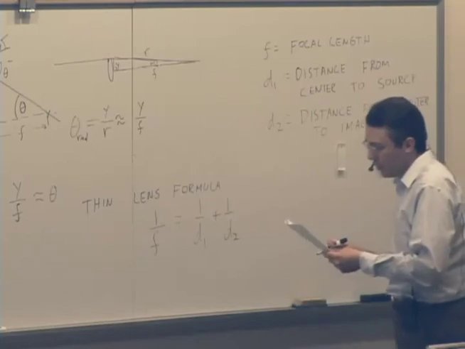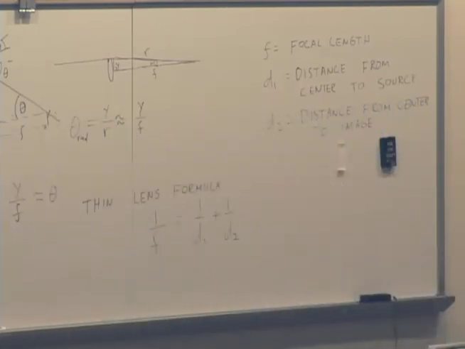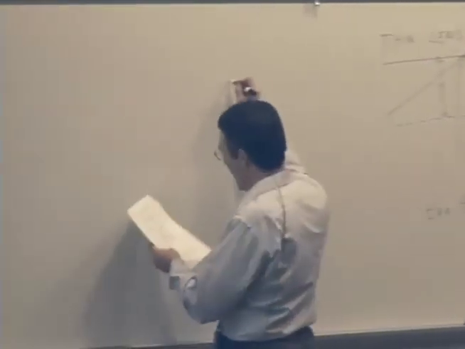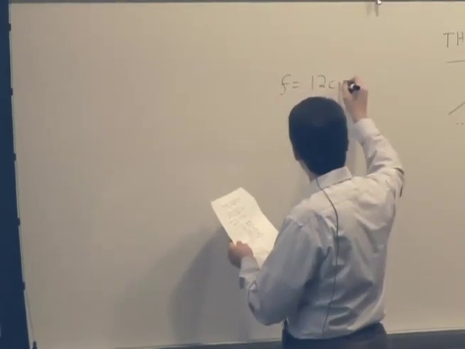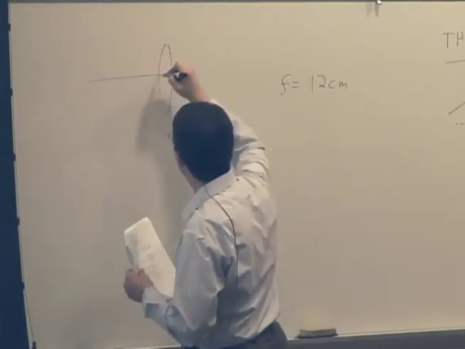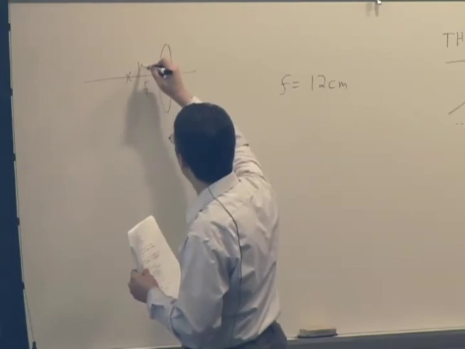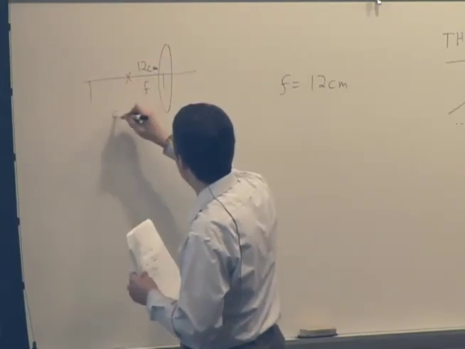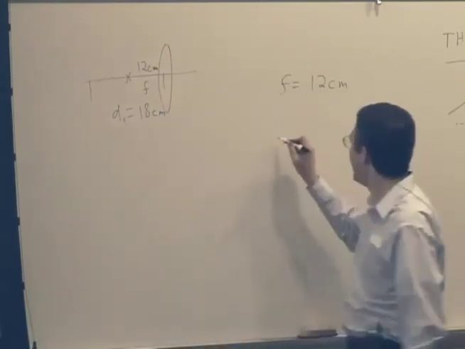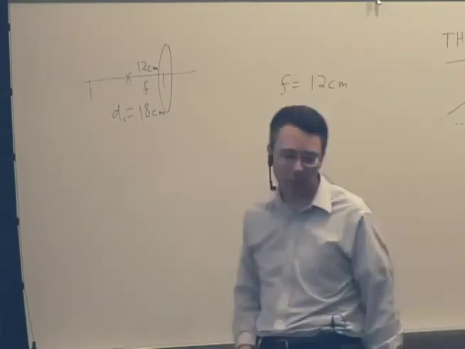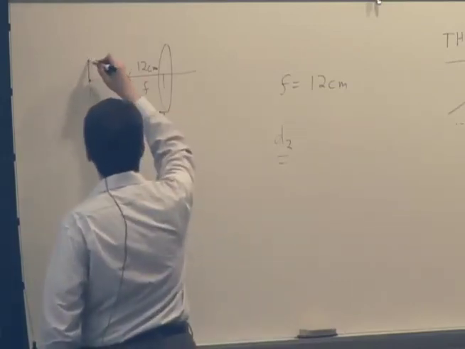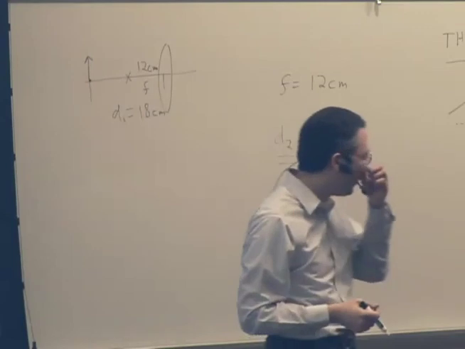Okay. So let's try a quick example just to show you how this works. If you have a focal length of, say, 12 centimeters, so here's your focal length, f, and this is 12 centimeters, and you have an object that is at a distance d1 of, say, 18 centimeters away. Use this formula, plug it in, what do you get for d2? So you have a focal length of 12 centimeters, d1 is 18 centimeters. Where's the image going to form on the other side of the lens?